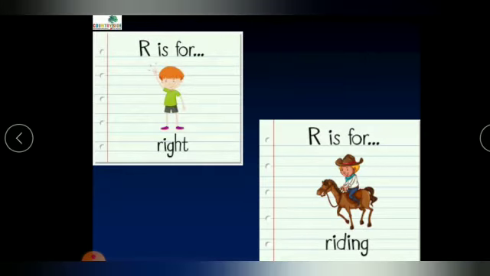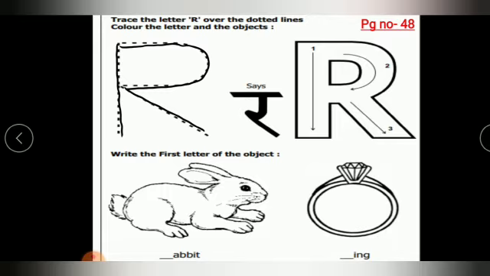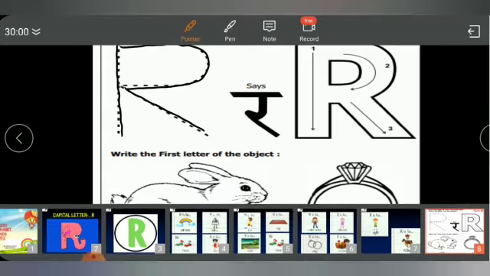Okay, now next. Now open page number 48. See children, here you have to trace capital letter R. You can color in the letter also. And look here. R, R, rabbit. R, R, ring. So here on this you have to write R.